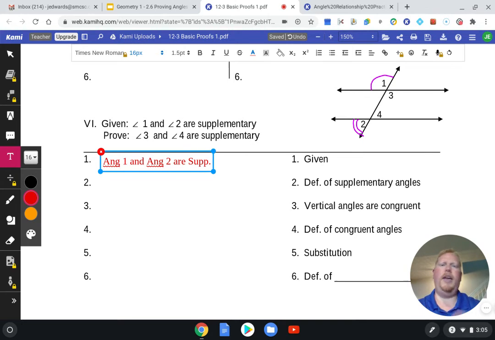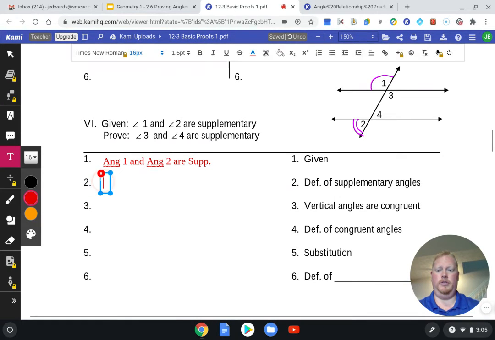Okay? So if angle 1 and angle 2 are supplementary, what does that mean? Well, it means that they add up to 180. Okay? And that's the definition of supplementary angles. It means that they add up to 180. So I will put angle 1 plus angle 2 equals 180.